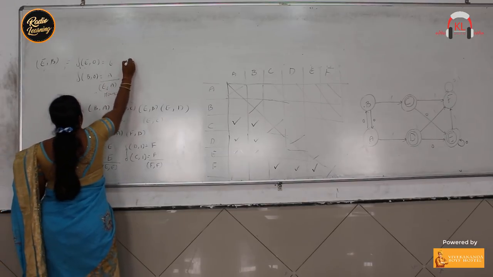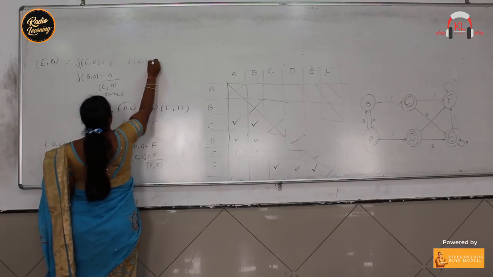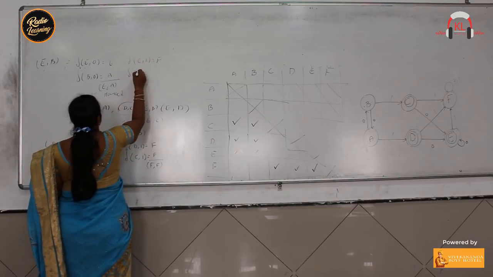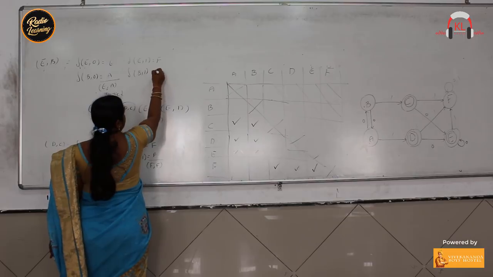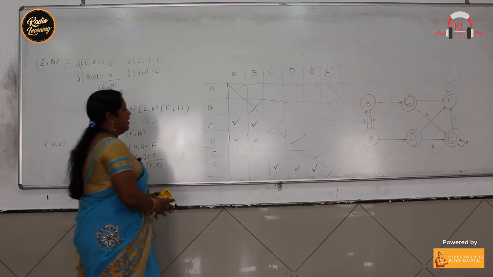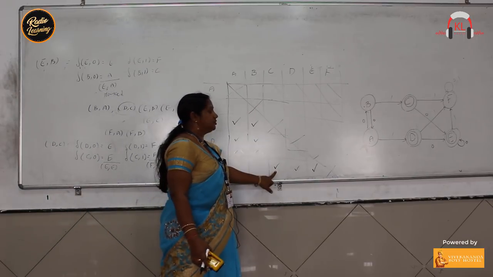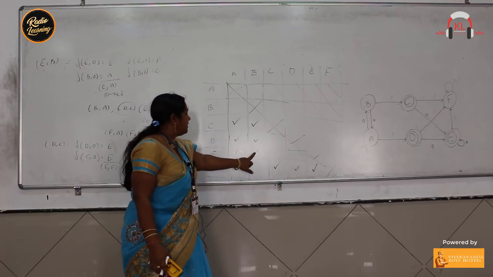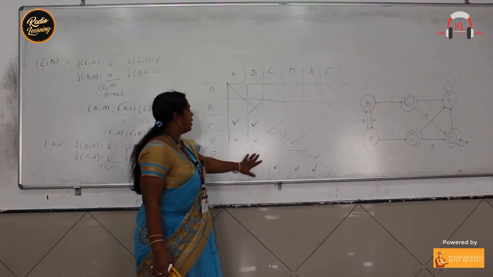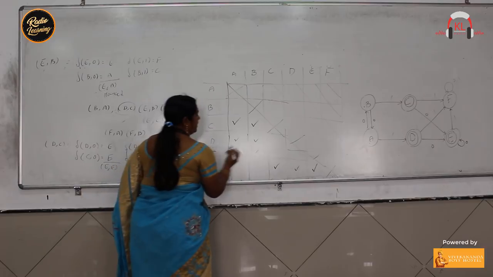Now you are applying the same for E comma 1, that is equal to F. Delta B comma 1, B comma 1 equal to C. F comma C, if you are seeing F comma C, this is also marked. So I am marking this cell E comma B. Okay, leave it. Now we are going for the next pair.